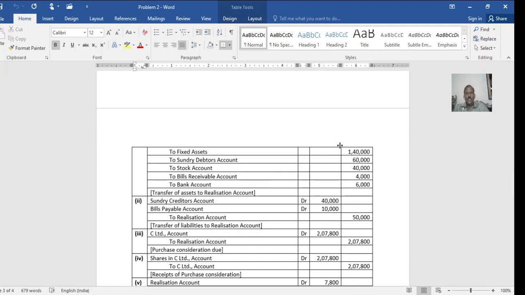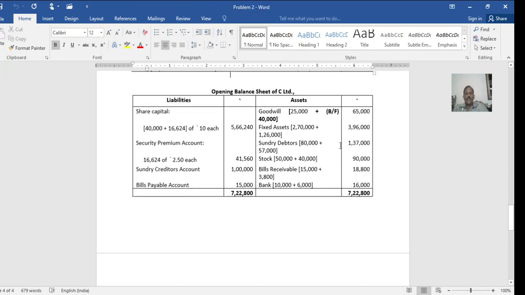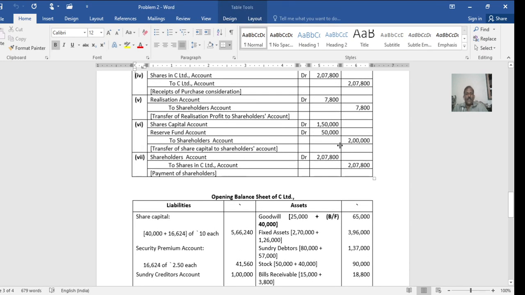And third entry, that is when PC is due, purchase consideration due from C Limited to B Limited. C Limited account debited to realization account 2,07,800 as calculated above. Now settlement again in the form of shares only. It is given both the companies settle in the form of shares. Shares in C Limited account debited to C Limited account 2,07,800.